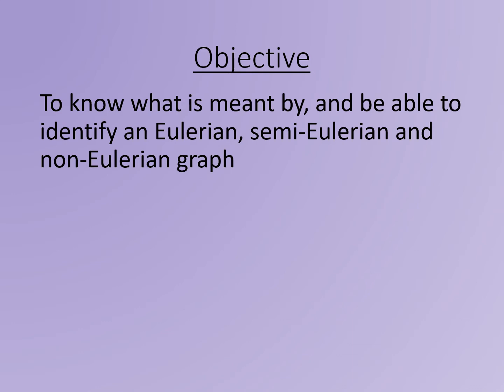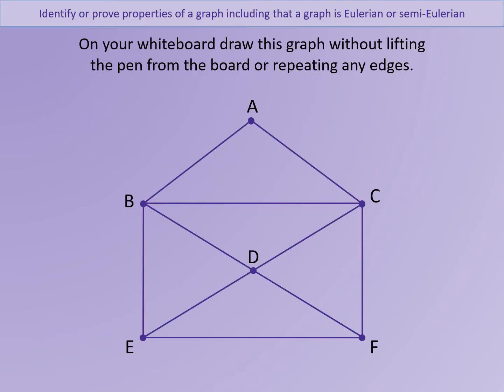In this lesson, you will see that graphs can be categorised as either Eulerian, semi-Eulerian or non-Eulerian. Later in the course, this will be used to solve route inspection problems using the Chinese Postman algorithm. First, I'd like you to pause the slide and try to draw this graph without taking your pen off the paper or repeating an edge more than once.